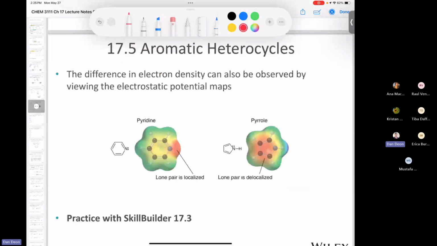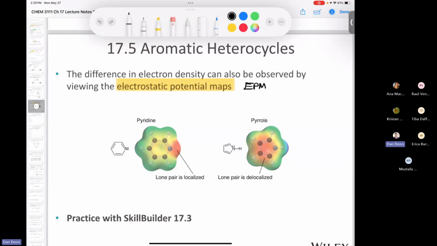You can see the difference between the two lone pairs when we look at an electrostatic potential map of the two of them, the EPMs. So these are called electrostatic potential maps, okay? And you can see that the lone pair on the nitrogen in pyridine is localized, whereas the lone pair on pyrrole is delocalized throughout the entire ring.